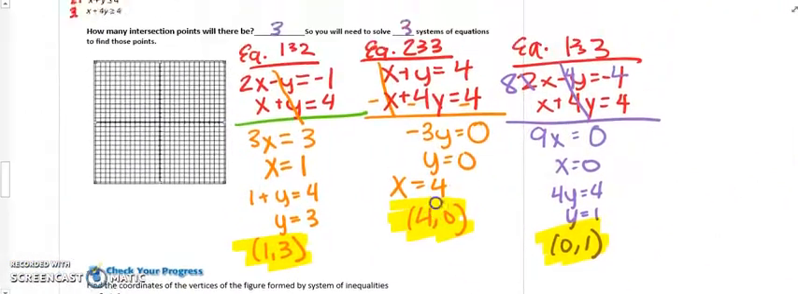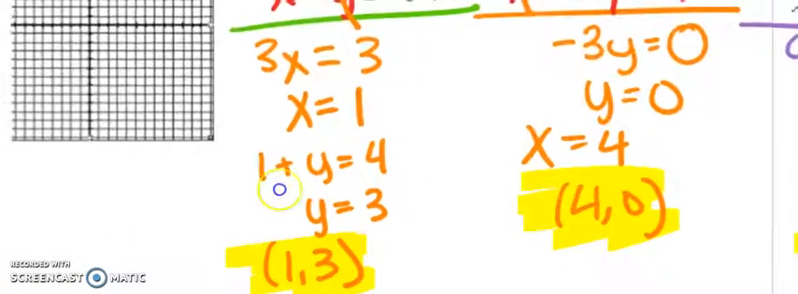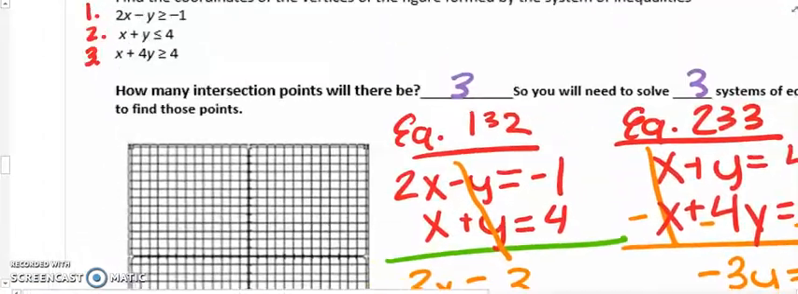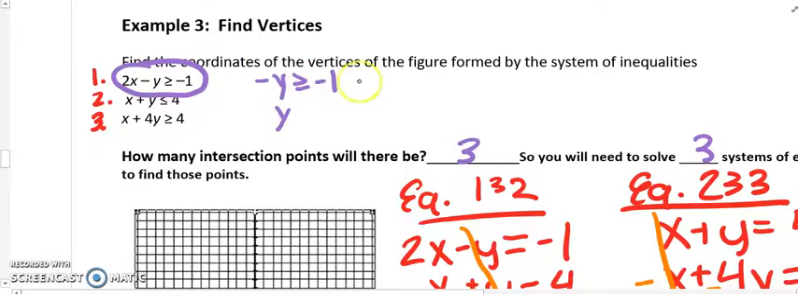Okay, so now that I have those, we're going to plot these points. We need these vertices because we need the exact intersection. We want to be really precise, so we need the exact intersection. So I am going to convert these over, and I am dividing the y equals, and I'm dividing by a negative.